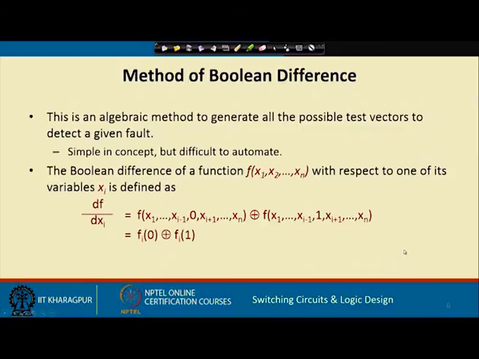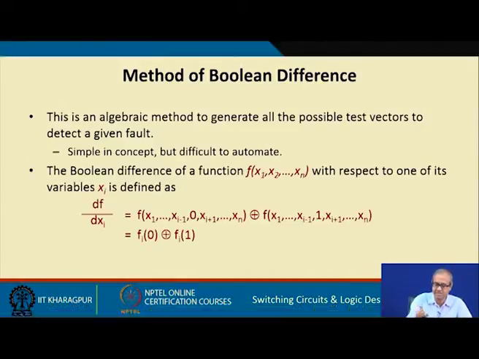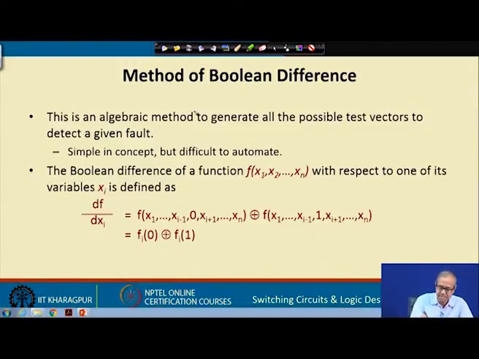So, let us talk about a systematic method called the method of Boolean differences. This is an algebraic method, meaning that you have to carry out some algebraic calculation in order to find out what test vectors can detect a fault. Let us try to understand the basic principle behind the method first.